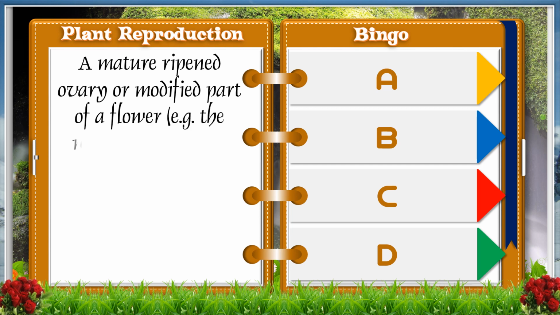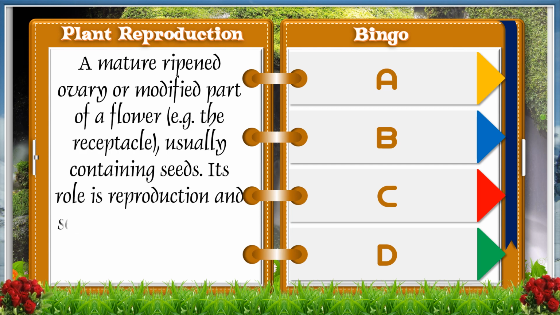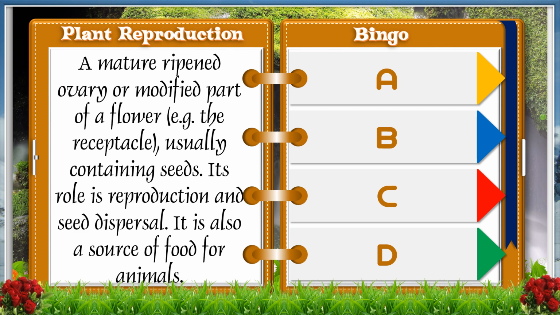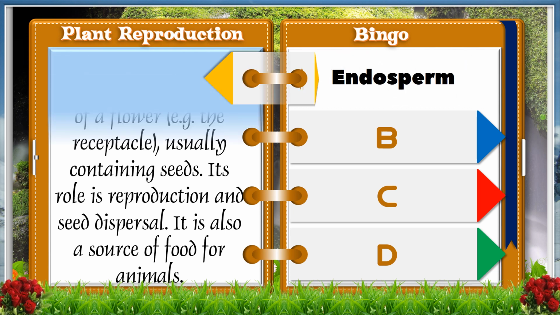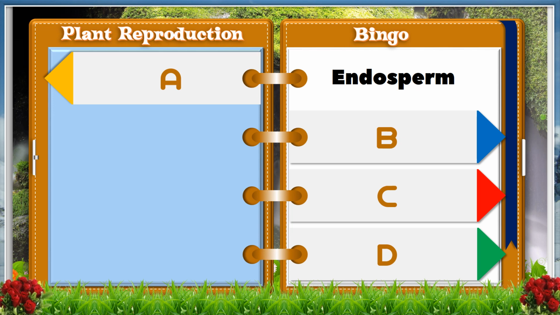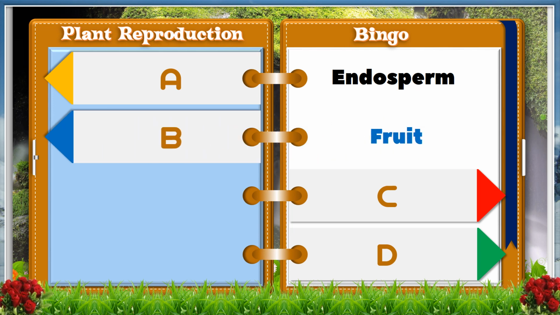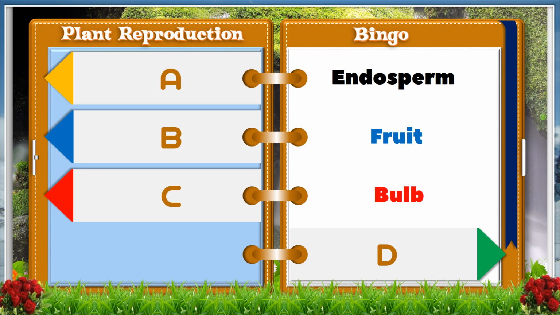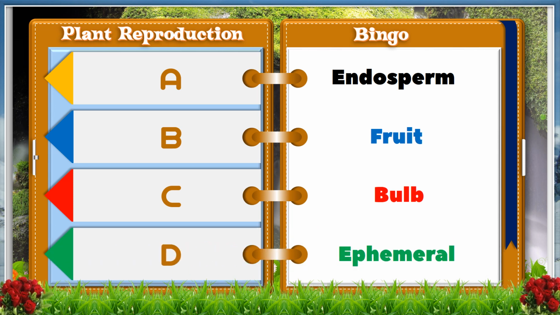A mature ripened ovary or modified part of a flower. For example, the receptacle. Usually containing seeds, its role is reproduction and seed dispersal. It is also a source of food for animals. A. Endosperm. B. Fruit. C. Bulb. D. Ephemeral. And the answer is B. Fruit.